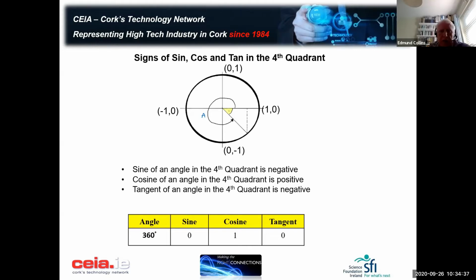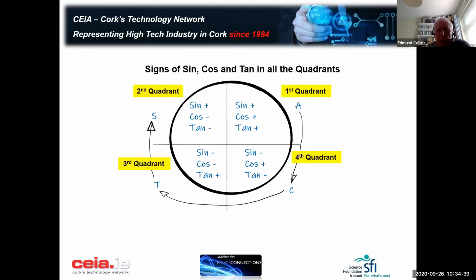So this can be summed up neatly in this slide here, and to help you remember the rules around the sign of sine, cosine, and tan in the different quadrants, you can think in terms of this ACTS, what's called ACTS. This works in a clockwise direction, starting from the first quadrant. So you go from the first quadrant to the fourth, to the third, and into the second.